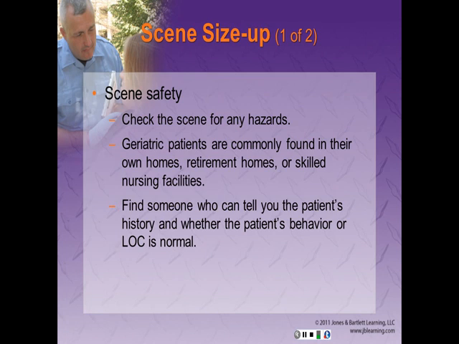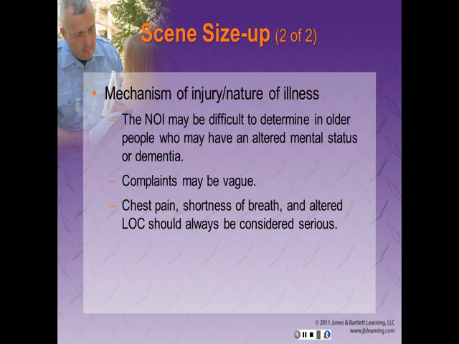You should look for clues that might explain the patient's medical history or current problem. In a nursing home or residential care facility, you will need to locate the patient's room and find a staff member who can explain why you were called. In any case in which the patient's mental status is altered, you need to find someone who can tell you the patient's history and whether the patient's behavior or level of consciousness is normal for their condition.